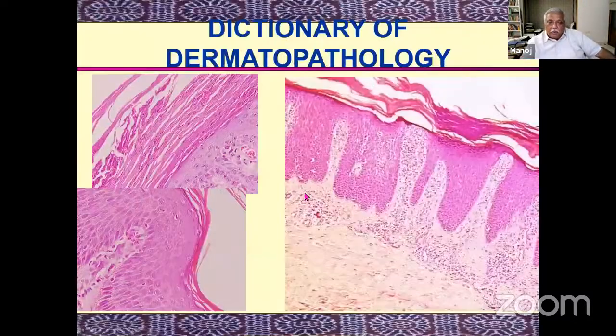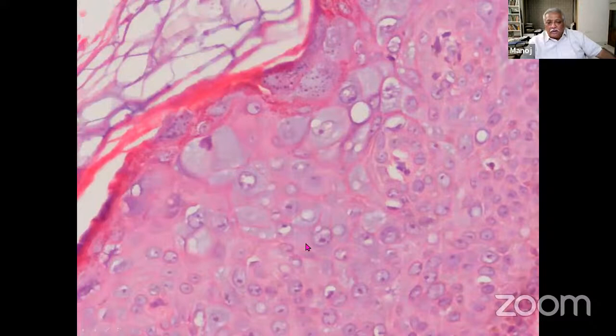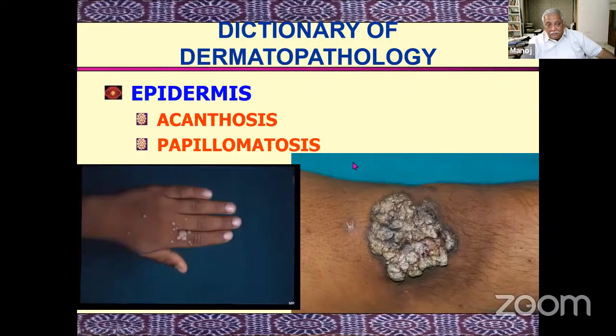But the important lesson being, when you are scanning a slide, look at it carefully. If you're seeing some cells are different, these cells are different. No, this is not different. But something is here. Look at it carefully. Maybe you'll see something very interesting. So, clinically, acanthosis, papillomatosis, as I said, you'll have a very rough feeling. These are the viral warts actually.